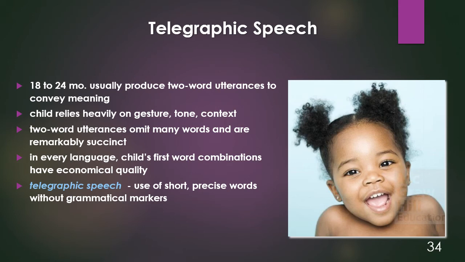From 18 months, so a year and a half to 2 years, usually kids start to produce 2-word utterances, so start to put things together like me, water. Children at this stage are still relying heavily on things like gestures, like pointing, the tone that they're using, like when they're upset or when they're happy, the context of the situation. And it's interesting that even though these 2-word utterances may leave out words, they seem across languages to be quite efficient signals. In every language, children's first word combinations have this economical quality, like I was mentioning.